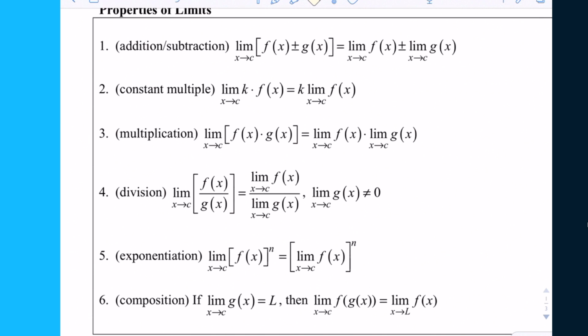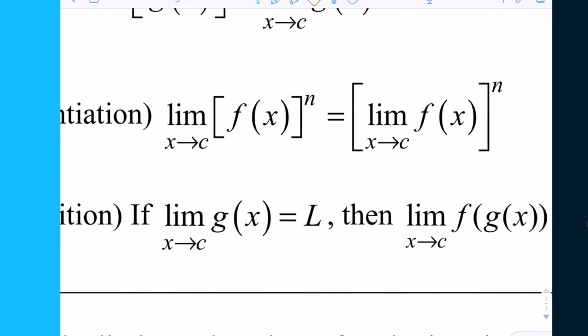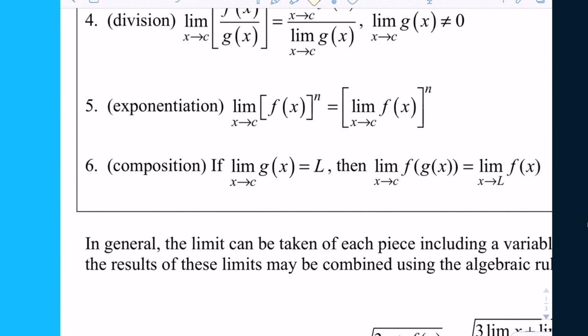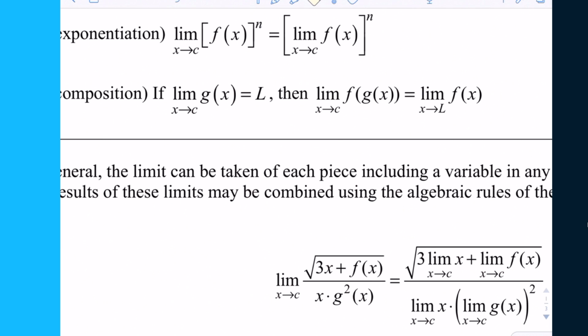Number 5 says it works with exponentiation. So you can actually bring the limit inside, evaluate the function it sees, and then exponentiate your answer. So you'll see those in action here in just a second. Number 6 is an important one, and I want to look at that a little bit more closely, because this one is composition, where you have one function embedded inside of another.